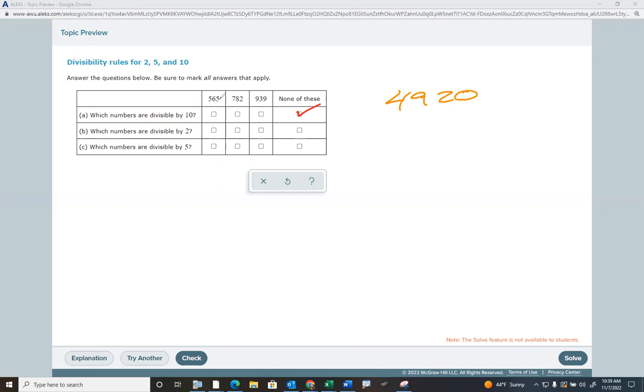Okay. Which of these are divisible by 2? It's not an even number. So nope. This one is even. The last digit is an even number. It's a 2. This is not an even number. So nope. And which numbers are divisible by 5? Okay, the last digit in the ones place is a 5 or 0. So yep. But here that's not the case, and here that's not the case. So that would be how you would do that one.